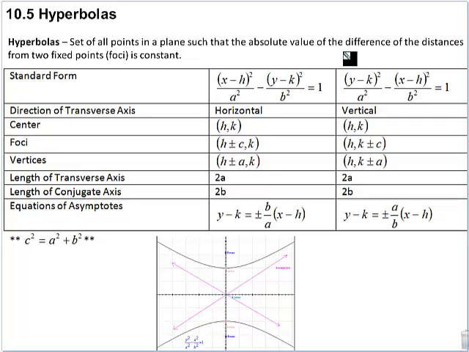So hyperbolas. This is the last of our conic sections. So this is the last new shape that we're going to learn. Next week, we still have another section after this, and that section is putting all four of the shapes together, and you have to determine which one you have. I know.